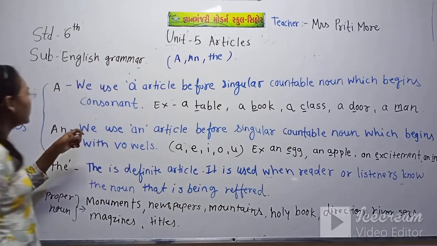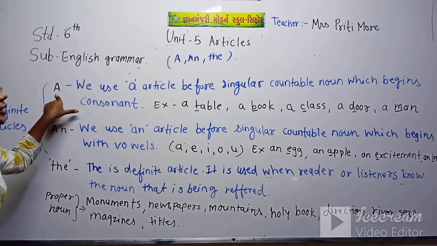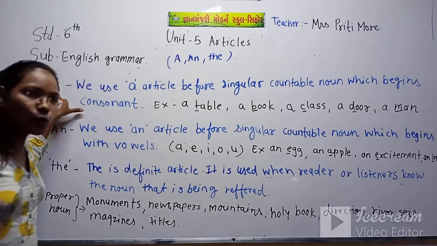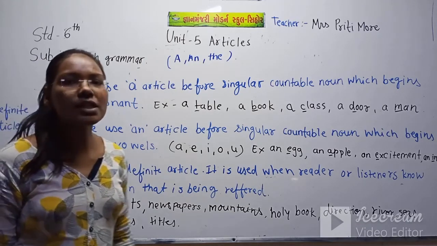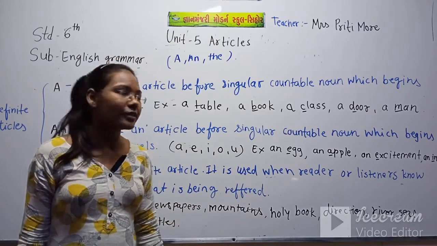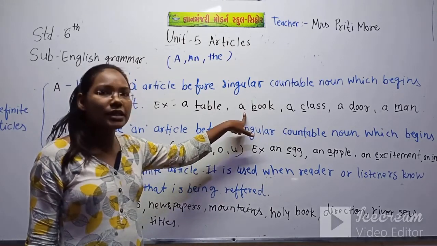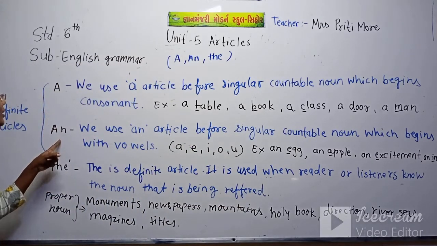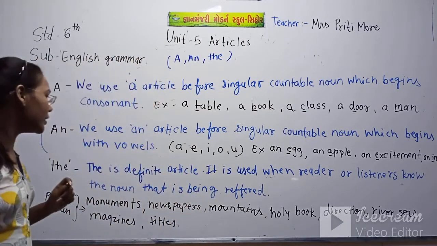So I hope students, you got the way to use the article a before a singular countable noun which begins with a consonant. And we use the article an when the singular countable noun begins with a vowel. With examples also we have seen this. These both are indefinite articles.